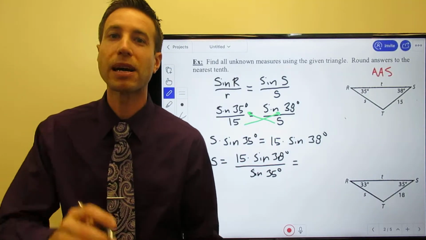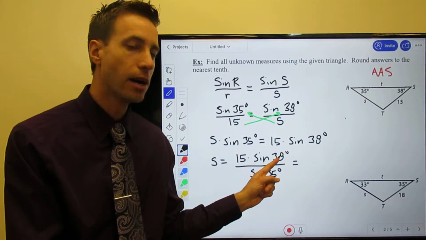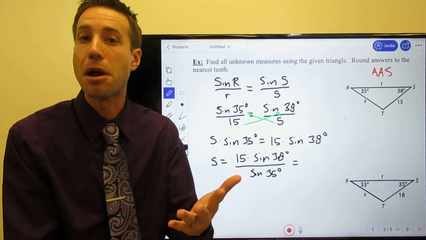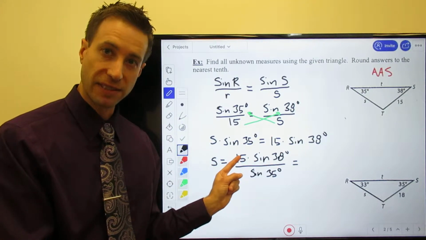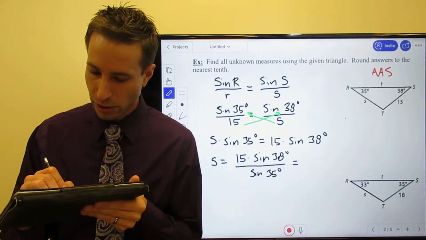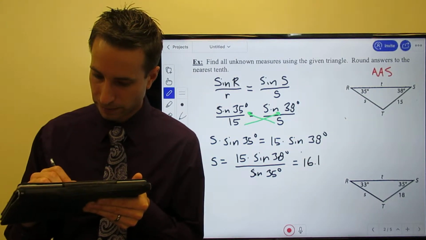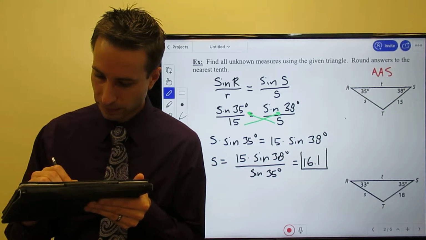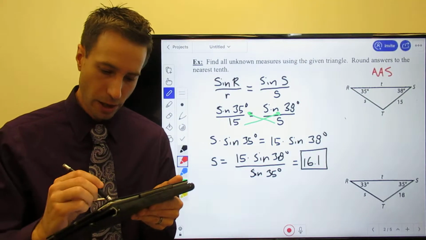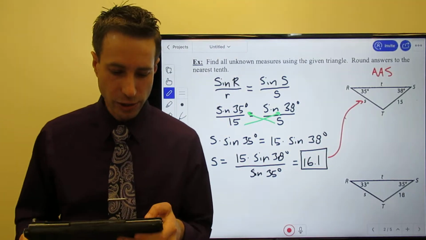At this point, guys, it becomes a calculator problem. Don't fat finger something on your calculator. You'll do the sine of 38 degrees, that's a number, multiply it by 15, then divide by the sine of 35. If you do that, you're going to wind up with 16.1. So what did we just find? We just found the length of side S. Let's do another one.